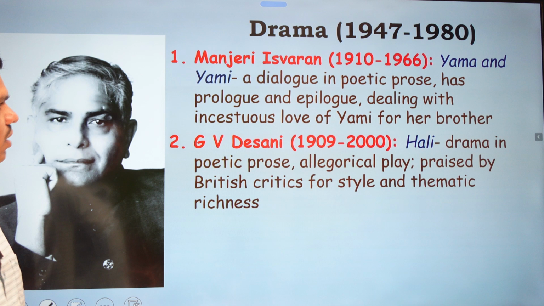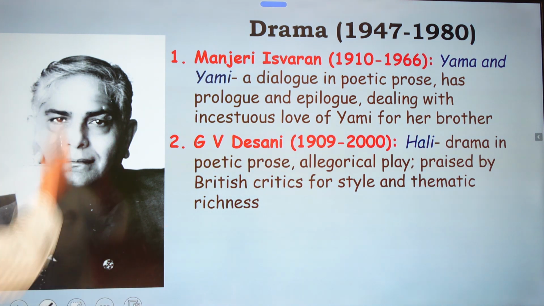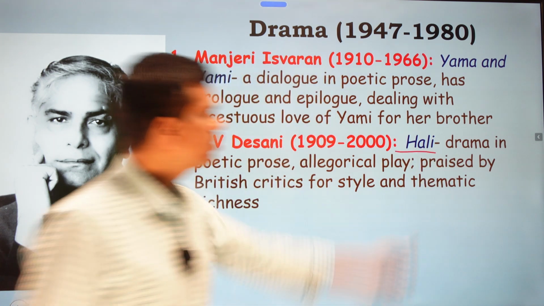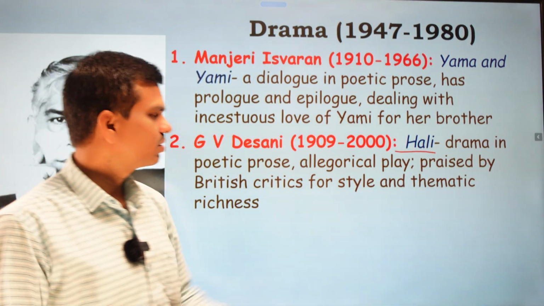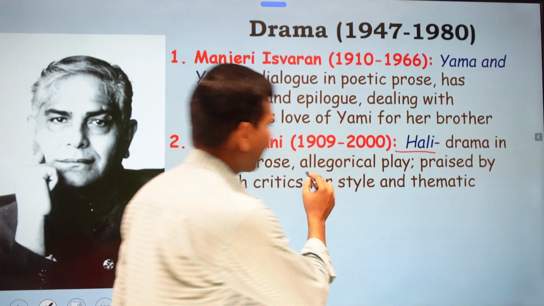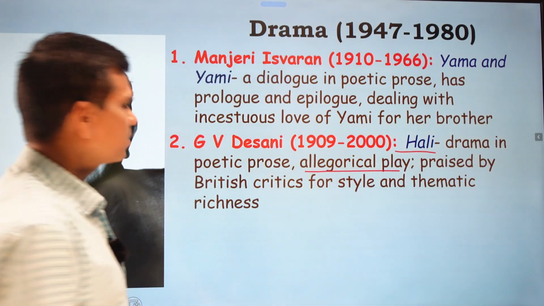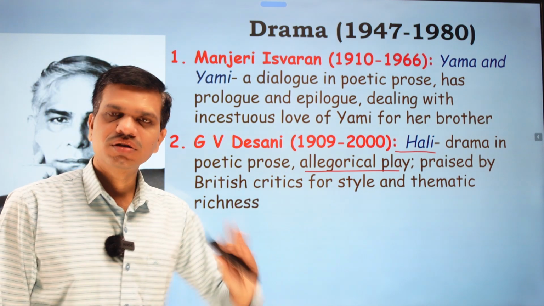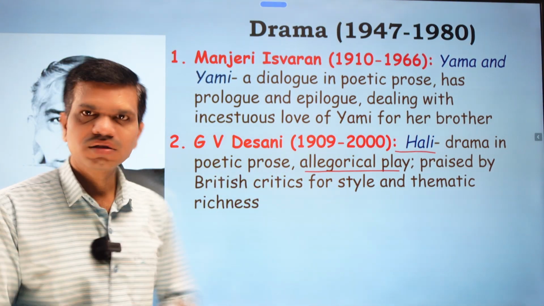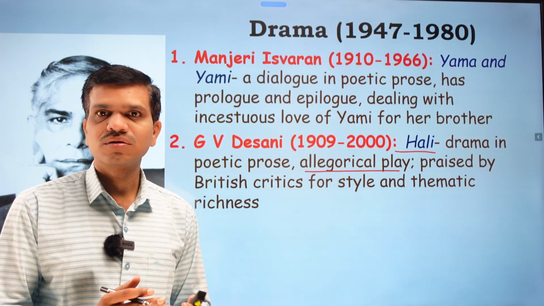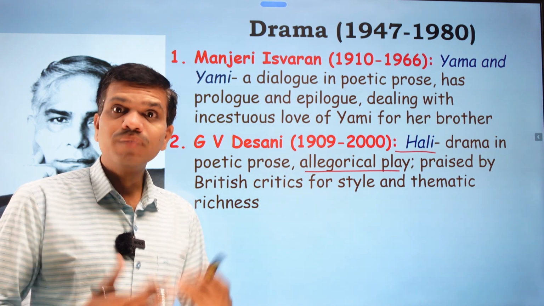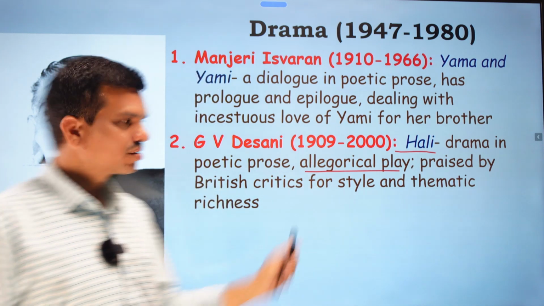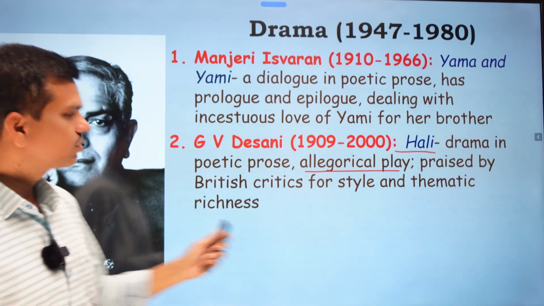Second is G.V. Desani. This is the picture of G.V. Desani, and here we have Hali, his drama. Again this is drama in poetic prose. The same tradition is continued. It is an allegorical play, and it is praised by British critics for its style and thematic richness. The style of G.V. Desani is very different, and it has importance, so British critics have praised this style and the richness of its themes.